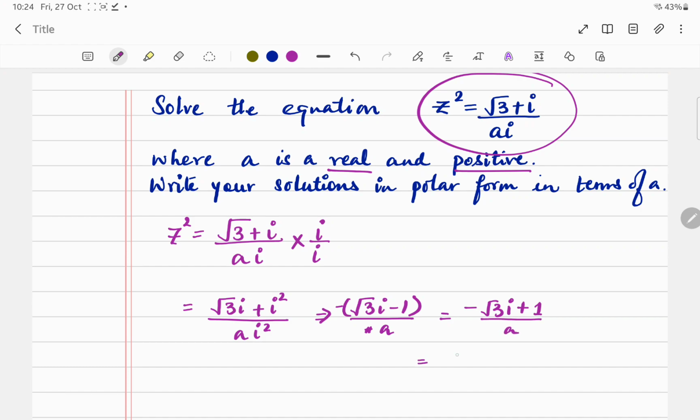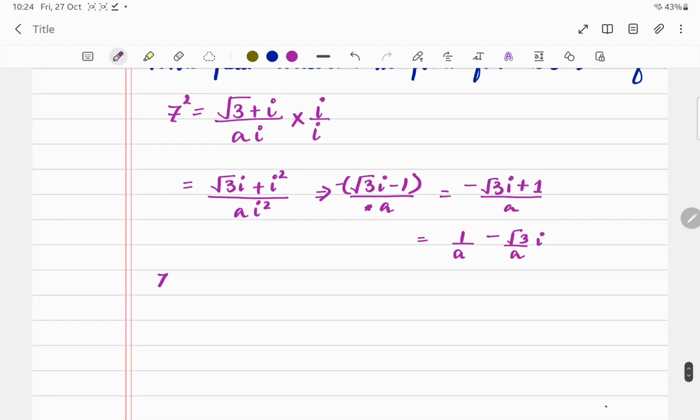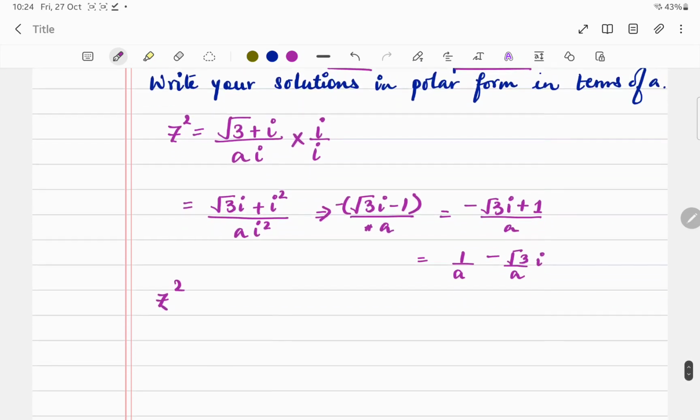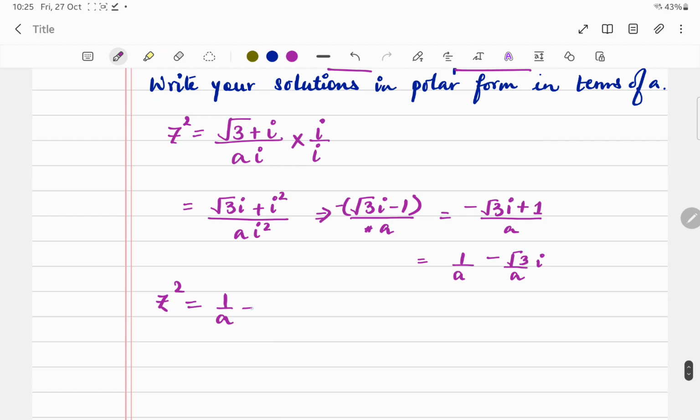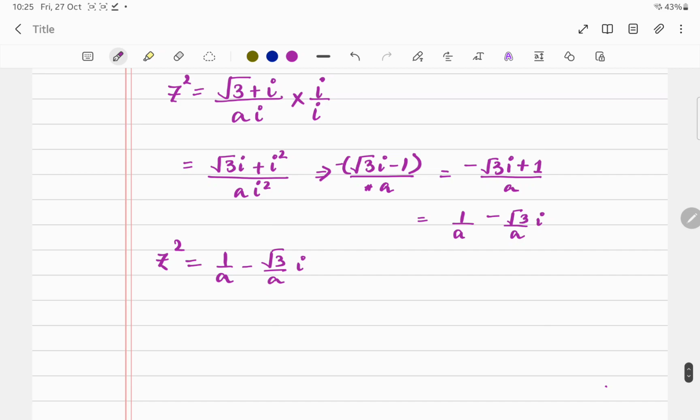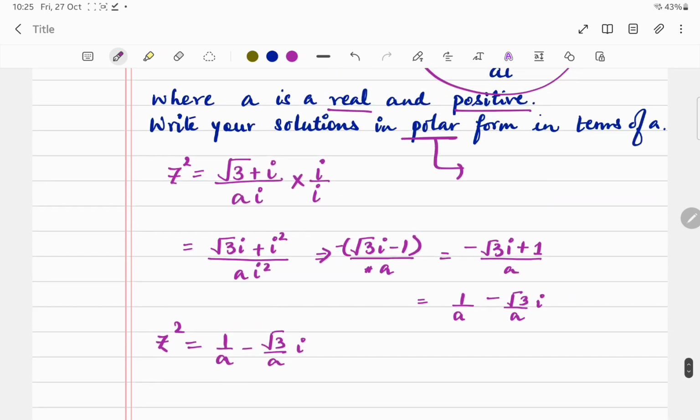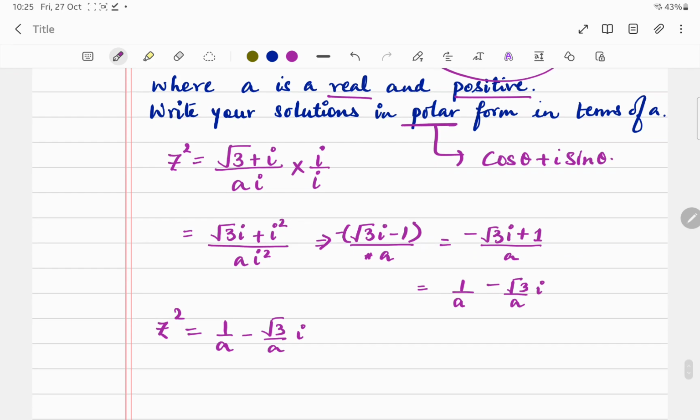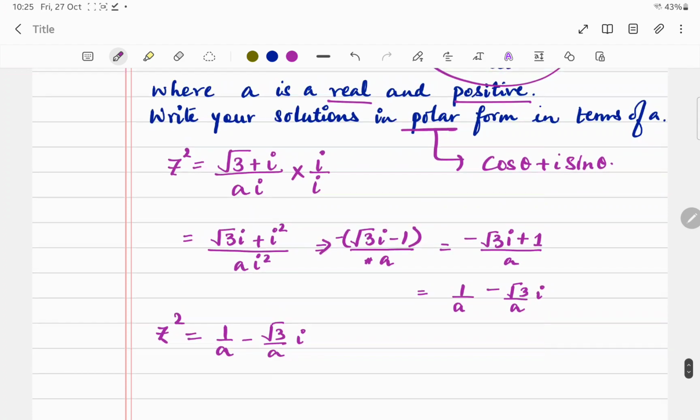So I can write it as, just write real first, 1 over A is the real value, plus minus root 3 over A i is the imaginary value. So now z squared is equal to 1 over A minus root 3 over A i. Now they want the answer in polar form. Polar means they need it in the cos theta plus i sin theta form, and you have an r there as well.